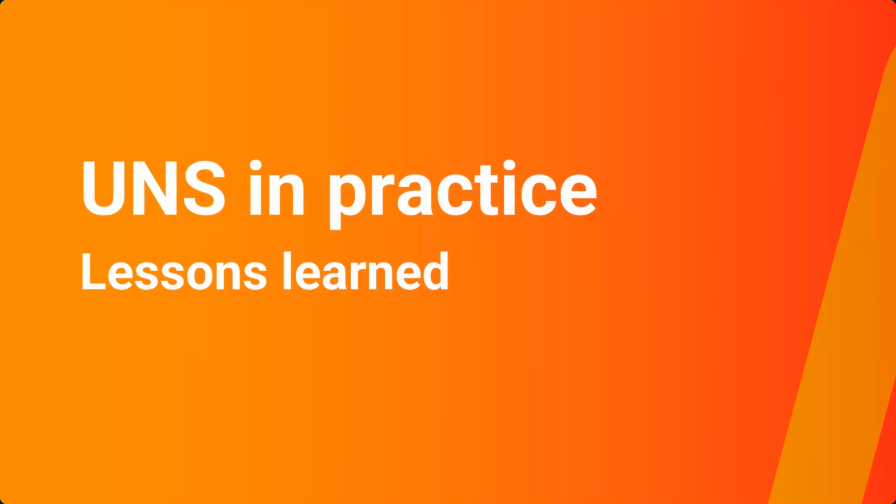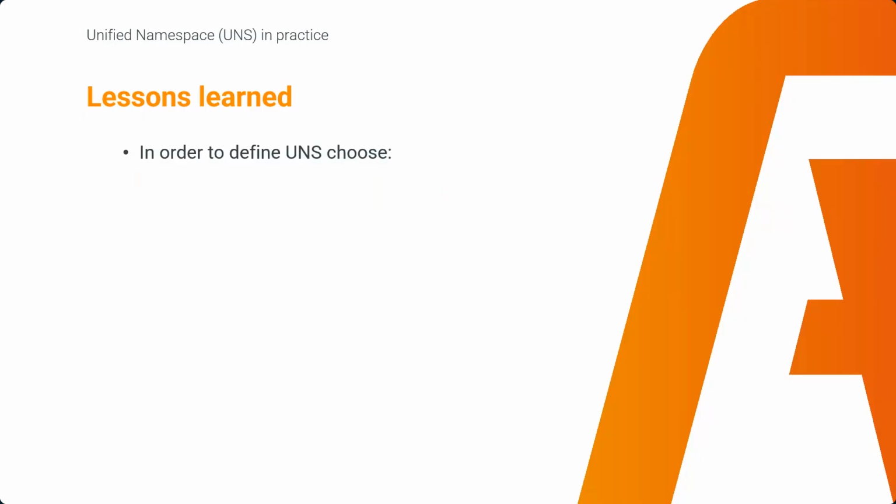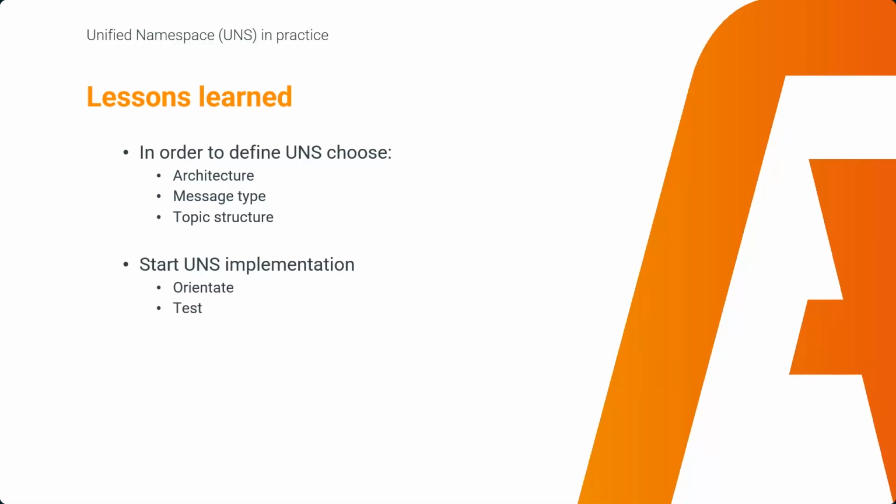Well, so I went through the architectures, data topics, but also project approaches, and I gave you a general understanding of what UNS is and what we can do with it. Some lessons learned, or a summary that I would like to go through: in order to define the UNS, you really need to choose the architecture, the message type, and the topic structure, which we just went through. And we, as AT Automation, with our project approach, can help with that, of course. Whenever we want to start with the UNS implementation, it's really important to first orientate, test, do a pilot, and then we scale. So these are really important steps of the UNS implementation.